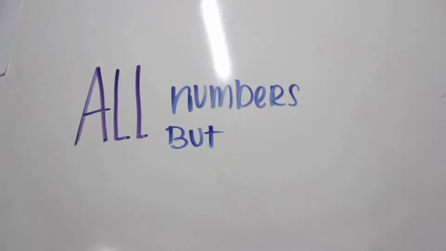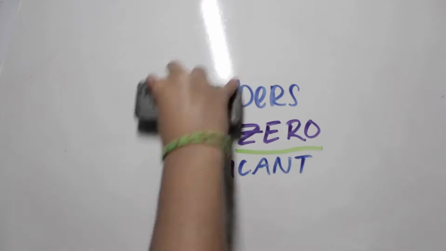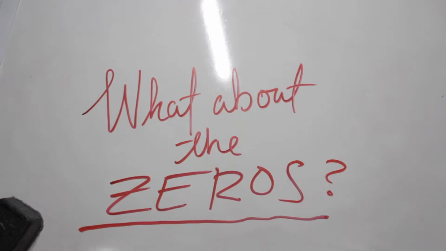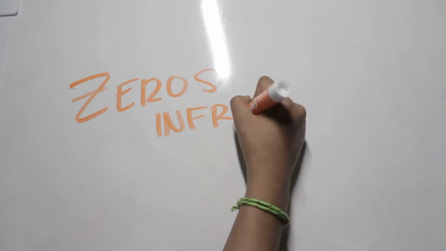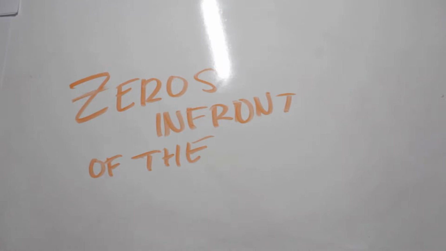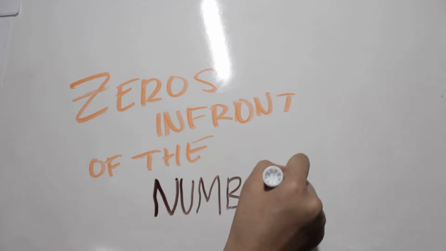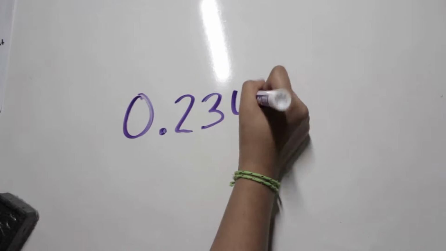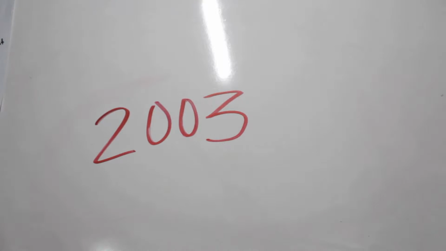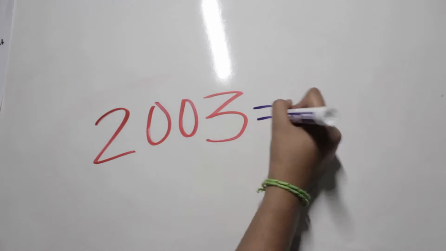Rule number 1: all non-zero numbers are significant. Now that we have that rule, what about the zeros? The rules for zero are that all leading zeros, or zeros before the number, are not significant. For example, in 0.234, the zero is not significant. The second rule regarding zeros is that all zeros in between two non-zero numbers are significant, always.